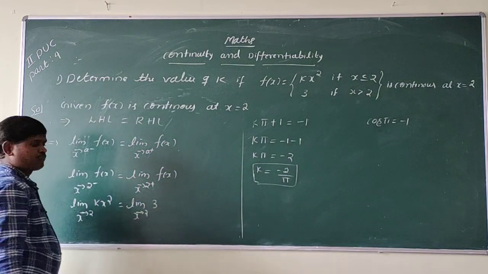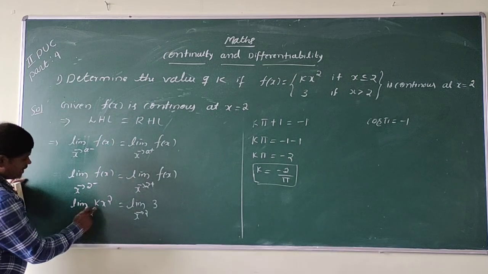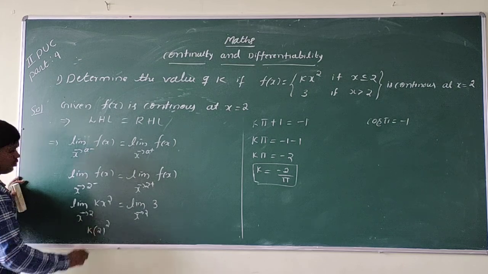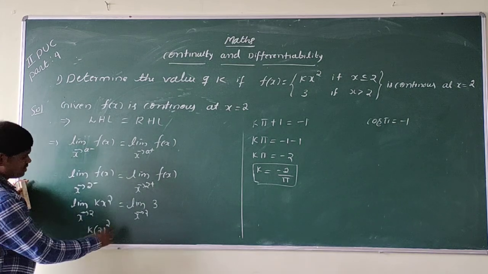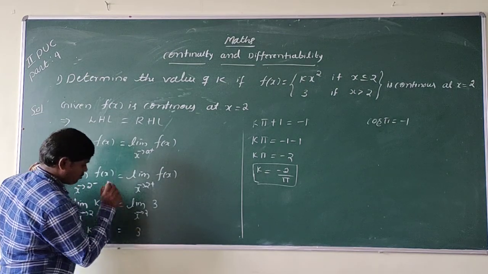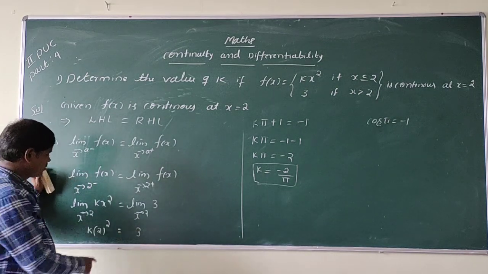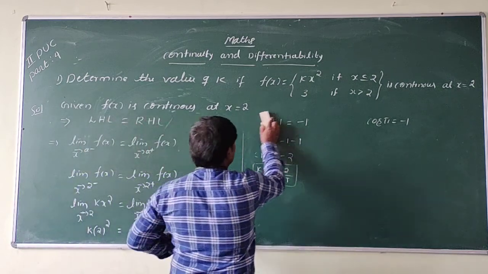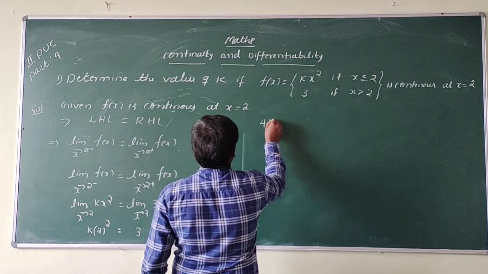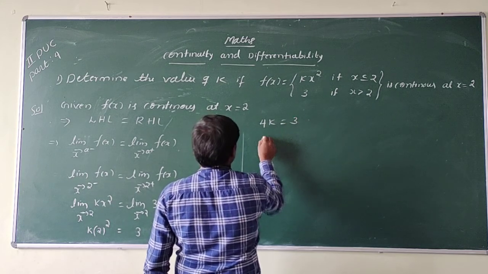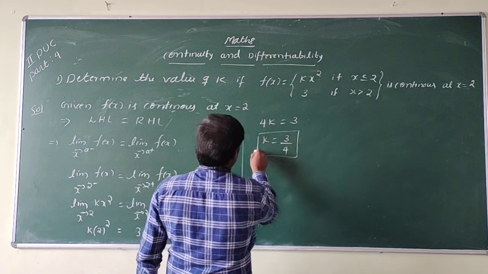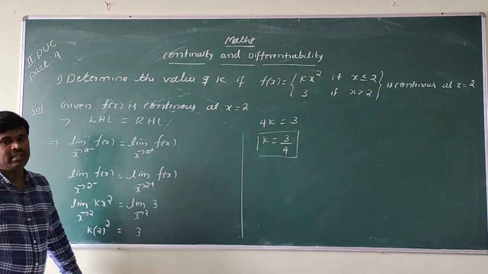Apply the limit. k is constant here, so k into 2 to the power of 2, which is equal to the limit of a constant function, which is the constant itself, so it is equal to 3. Then simplify: 4 into k is equal to 3, so therefore k is equal to 3 by 4. So this is the required value of k. Okay, write down.